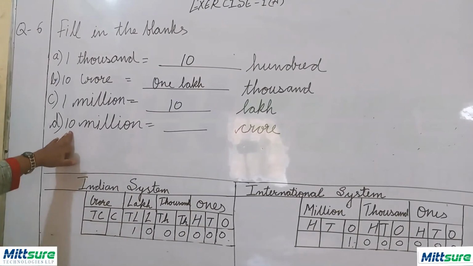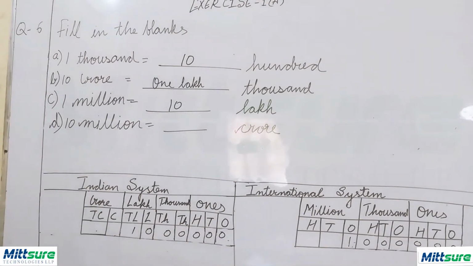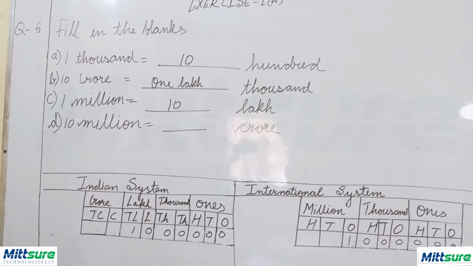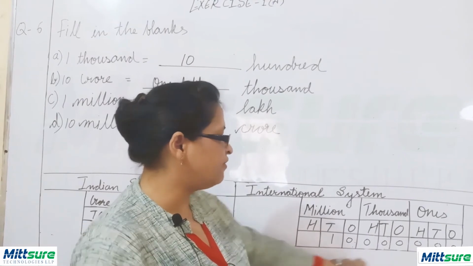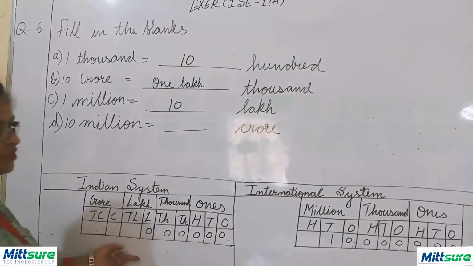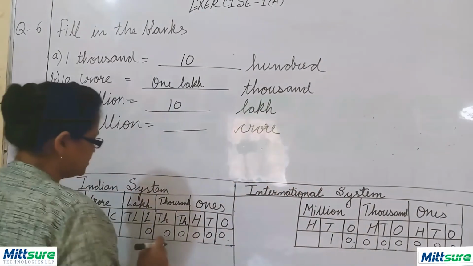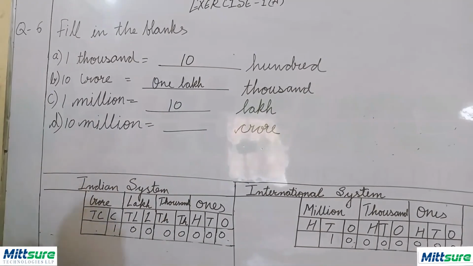Next is 10 million equals to dash crore. Now how many millions make a crore? Or we can say 10 million makes how many crore? Now I have put 10 million. If I write the same number in the Indian system, it will be 1, 2, 3, 4, 5, 6, 7 and 1. Then it will be 1 crore.